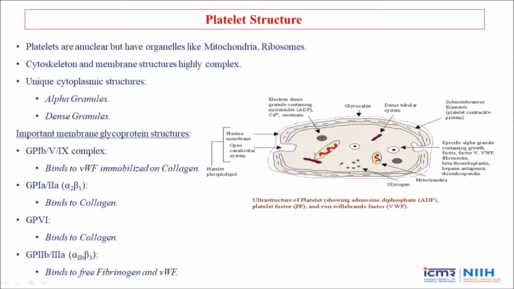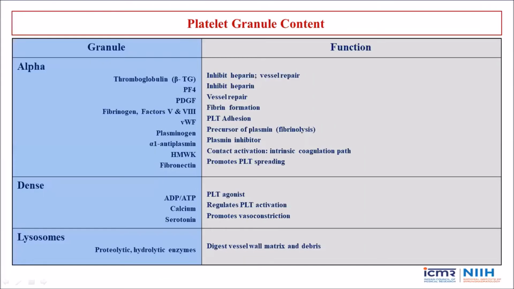So the GP1B-9 complex, as we saw, binds to von Willebrand factor majorly, which is immobilized on the subendothelial collagen. The GP1A2A binds to collagen. It's a collagen receptor. GP6 is also a collagen receptor, and GP2B3A is the receptor for fibrinogen and von Willebrand factor. So GP2B3A brings about the aggregation.